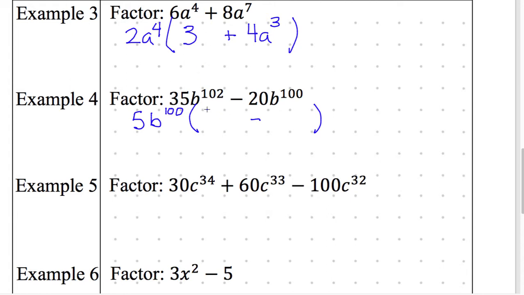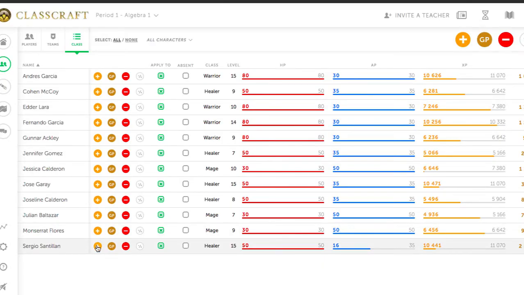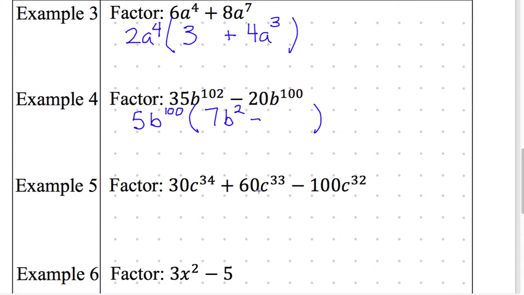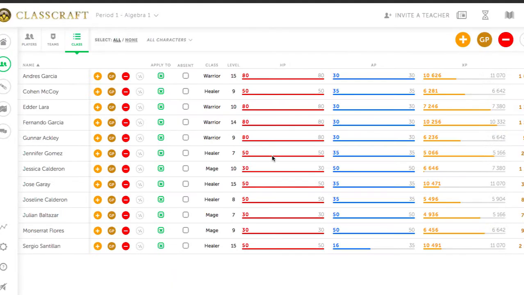7b to the second power. There it is, 7b to the second power. Thank you, Sergio. 7b to the second power, 7b squared. Either way is fine. And last but definitely not least, Cohen. 4. Just 4? It is just 4. There it is, 7b squared minus 4. 100 minus 100 means there's nothing left, and it's just that 4.